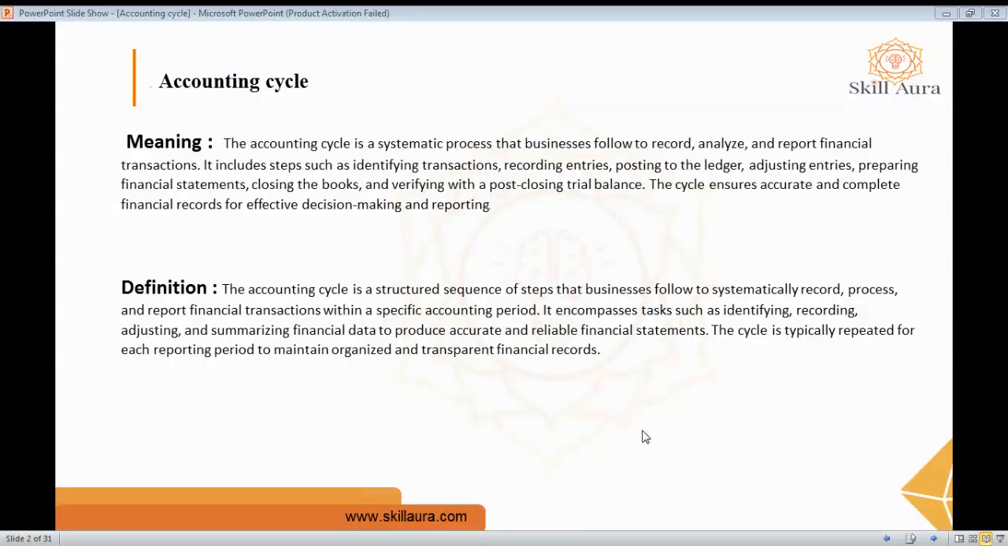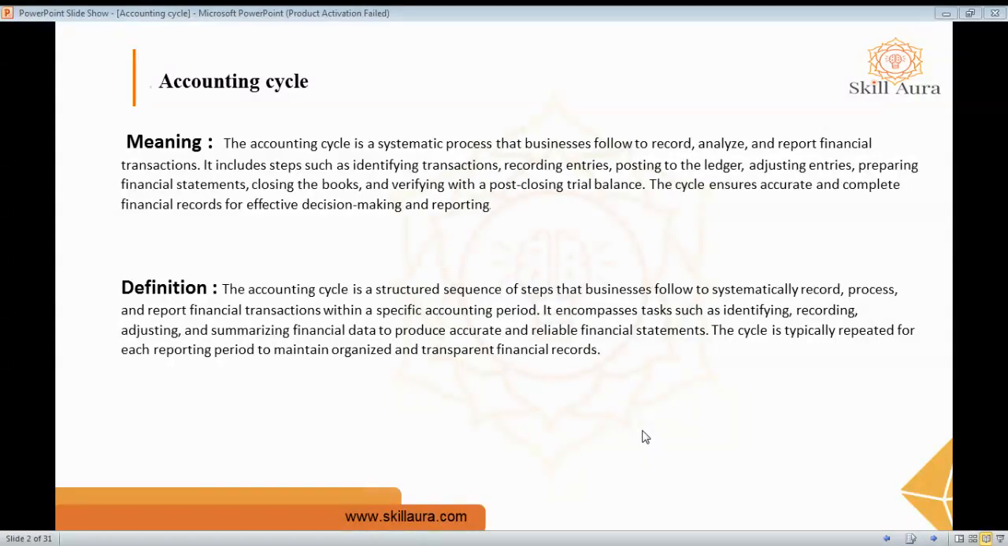Here, the main purpose of this accounting cycle is to ensure accurate and complete financial records for effective decision making and reporting. It keeps track of the financial information, and also it is a step by step process for recording, analyzing and summarizing the financial transactions. As you know, it includes activities like journalizing, posting to the ledger, preparing financial statements, closing the books, and verifying the post-closing trial balance, etc. Let's go with the definition.